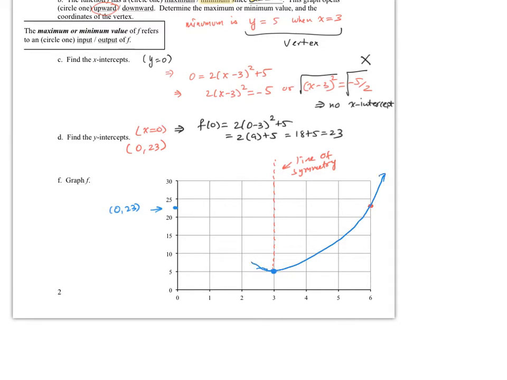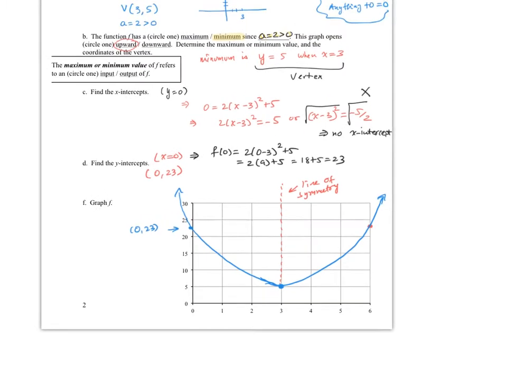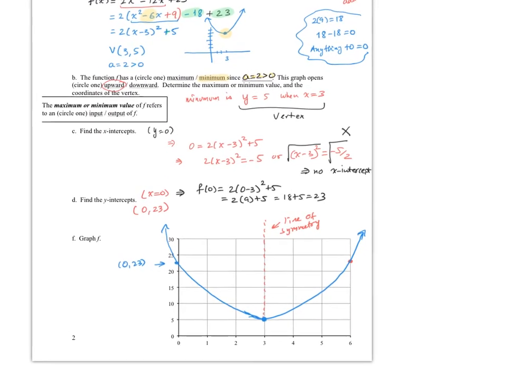And notice how there is no x-intercept, which means it never crosses the x-axis. And that makes sense in this case. So that's the graph. All right, well, if you didn't get this one, this is your lucky day.